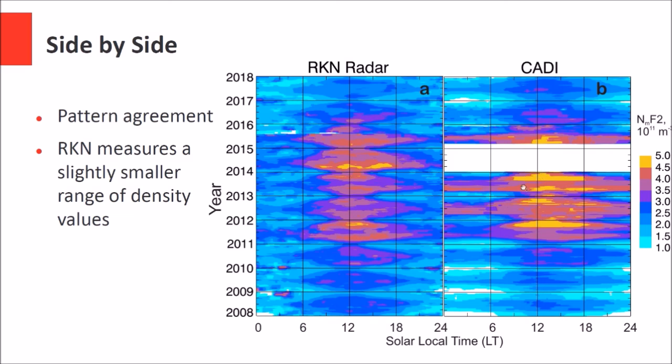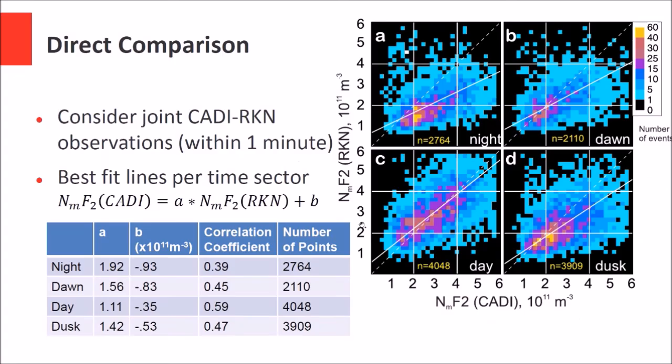For a more quantitative analysis, we did a direct comparison of all of our measured data where Rankine and Caddy had measurements within 1 minute of each other. We split these up into our normal time sectors and drew lines of best fit for each one. This would allow us to determine a correlation directly between Rankine and Caddy, as well as figuring out a formula that would allow us to relate the two in a more direct sense.